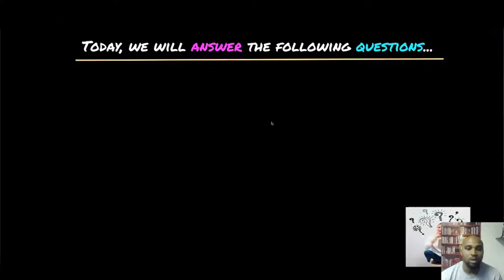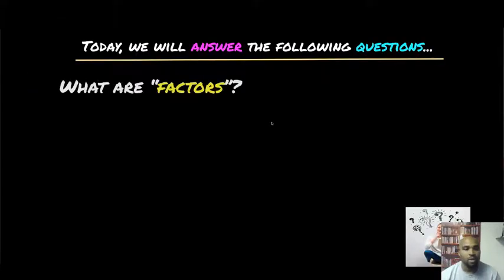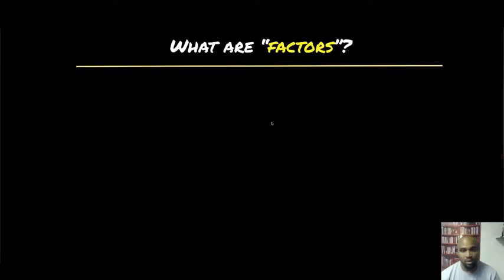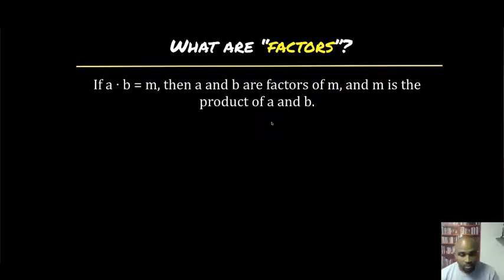So let's talk about the questions that we're going to answer today. Two questions. What are factors and how do I find all the factors of counting numbers? So let's just jump right into it. So let's do the math talk, if you will. If you have A times B equals M, then A and B are factors of M, and M is the product of A and B.